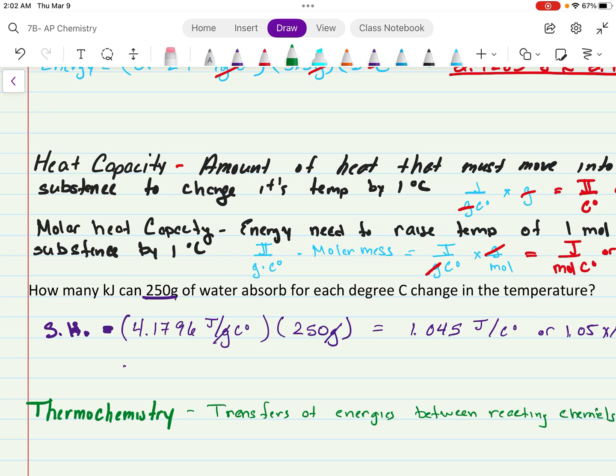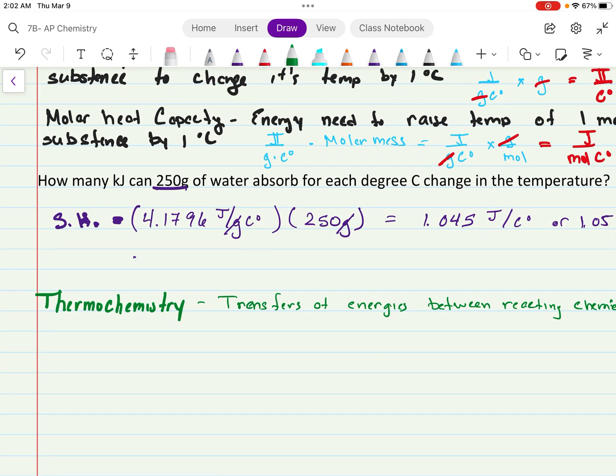Okay, reacting chemicals. In order for us to understand how thermochemistry is going to be measured, we need to lay down a few ground rules. One of the first things we want to talk about is a system. A system is the thing that we're studying. So it's whatever we're studying.